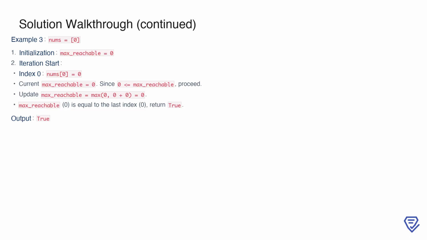Lastly, let's consider example 3, where nums equals [0]. Here, we initialize max_reachable to 0. Starting at index 0, nums[0] is 0. Since the current index is within max_reachable, we proceed. We calculate the new max_reachable as the maximum of its current value, which is 0, and 0 plus nums[0], which also equals 0. At this point, max_reachable is equal to the last index, which is 0. This means we can successfully reach the end of the array, so we return true.